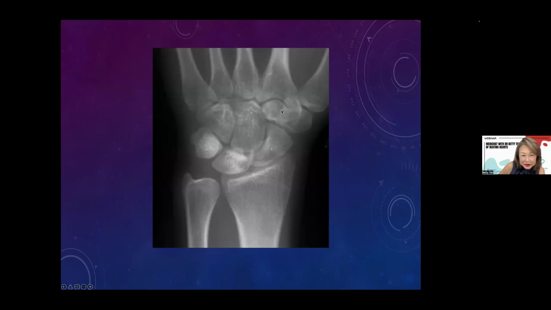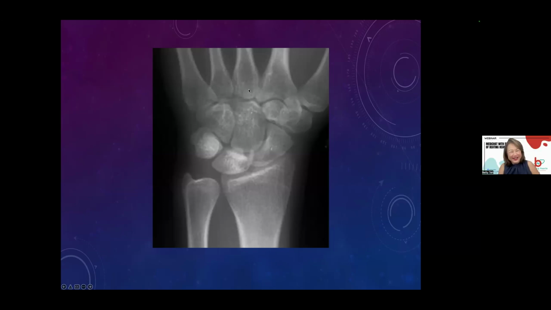Trapezium, trapezoid. Okay. This one? Start from C, capitate. Yes, capitate. And then this will be the hamate. Yes, very good.